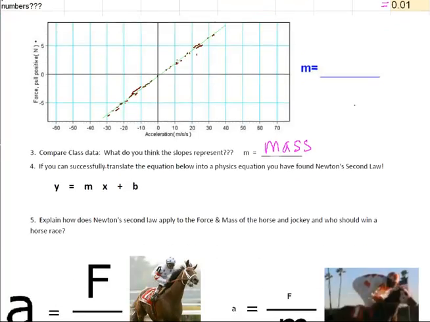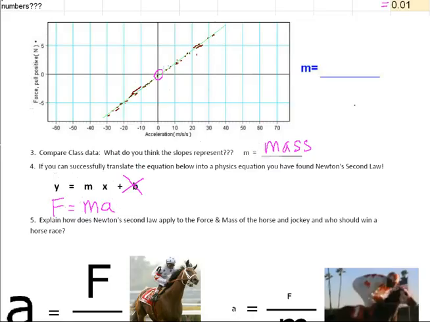Going down to the equation itself then, y is the vertical axis, and so we have force is equal to, and the slope m is actually m for mass, and then the x is the acceleration, so the horizontal axis is a, and then b, it should have crossed right there at 0, so there was no b. So that is proving Newton's second law.